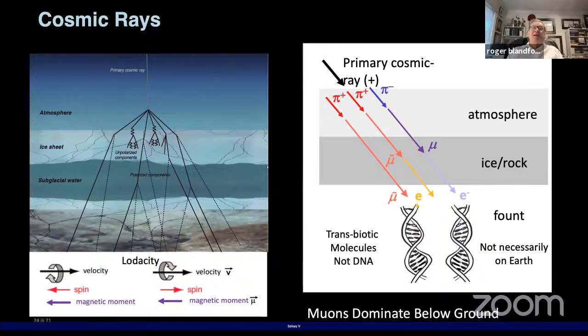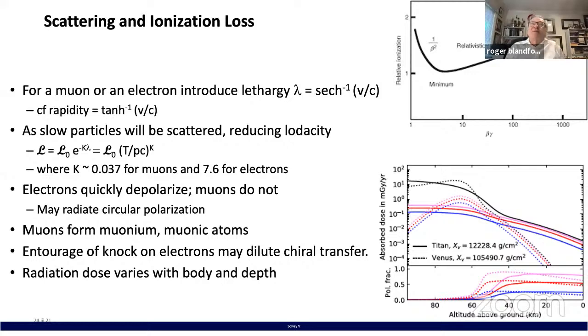So that's the lodacity of the cosmic rays. I apologize, I think it's defined on a later slide, but it seemed to vanish from that one. So at any rate, if you look at this and ask what happens as the particles slow down, it turns out that the lodacity varies according to this formula here, expressed in a different way in terms of the kinetic energy and the momentum.